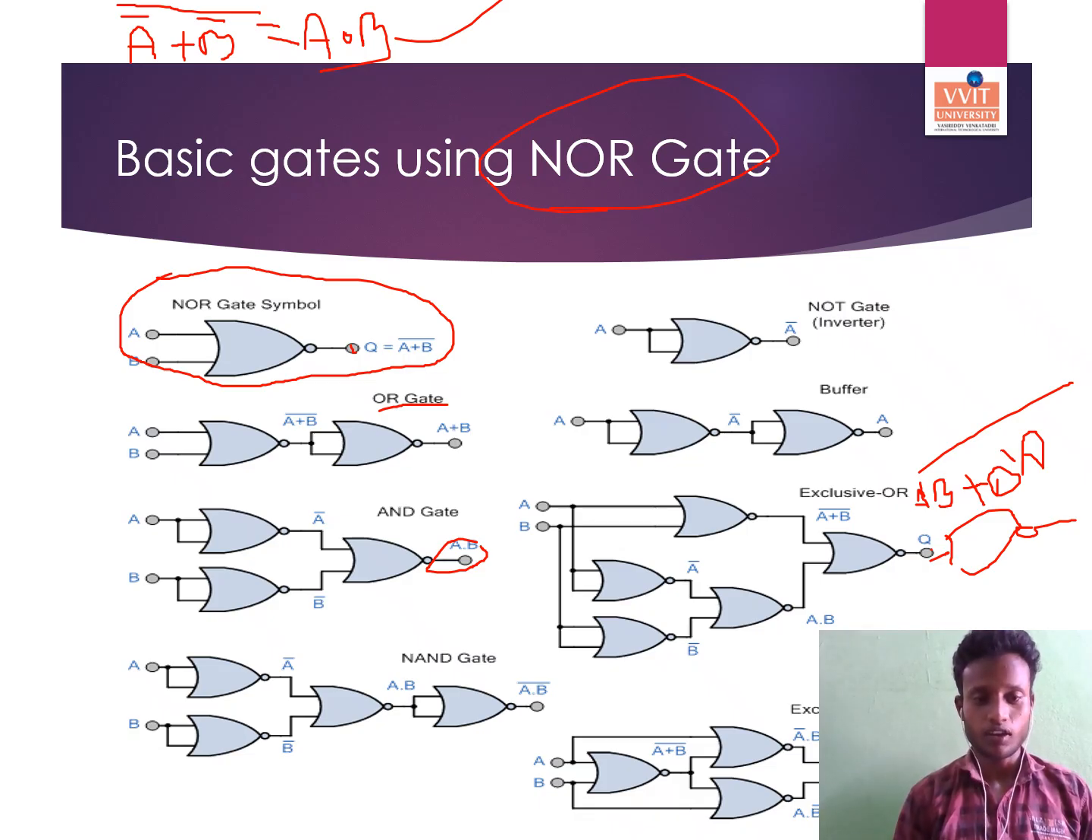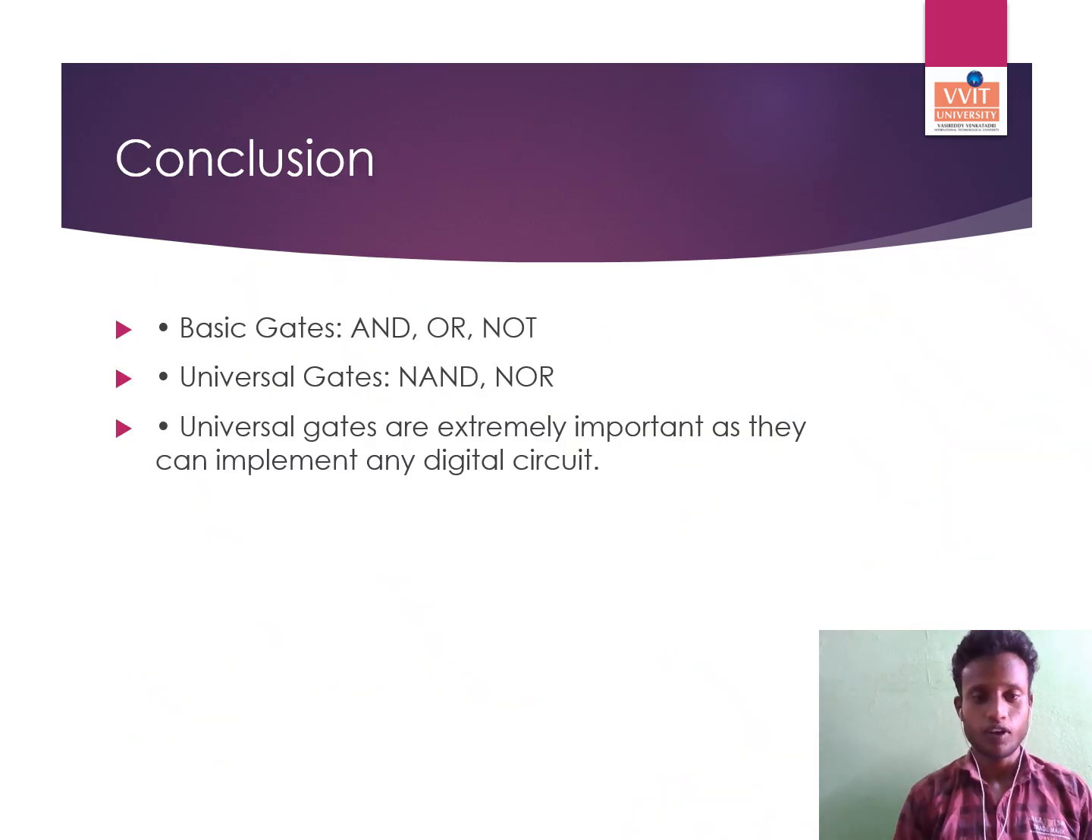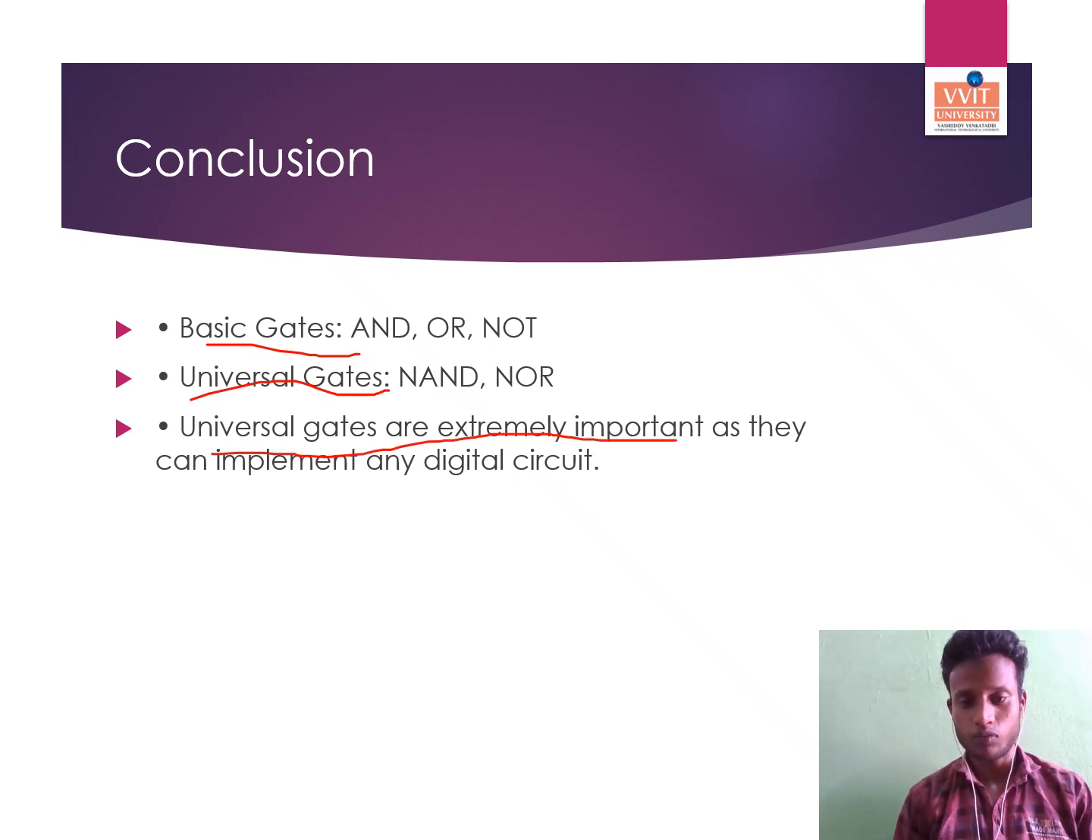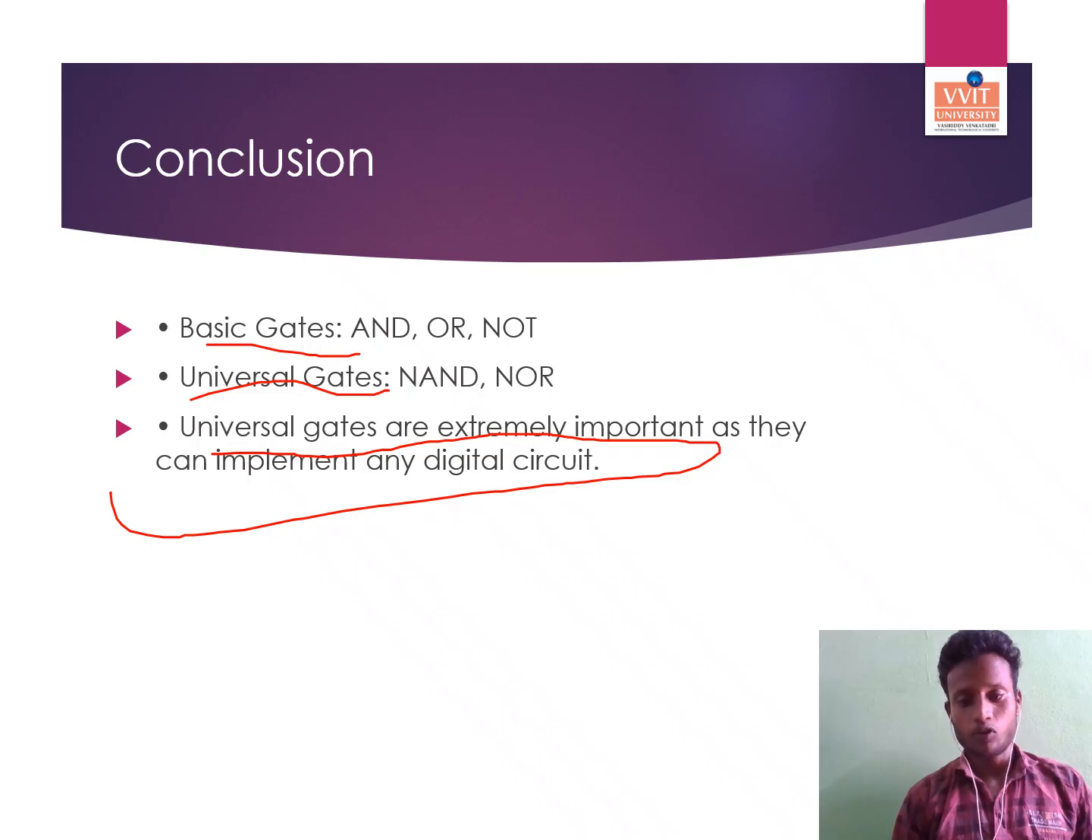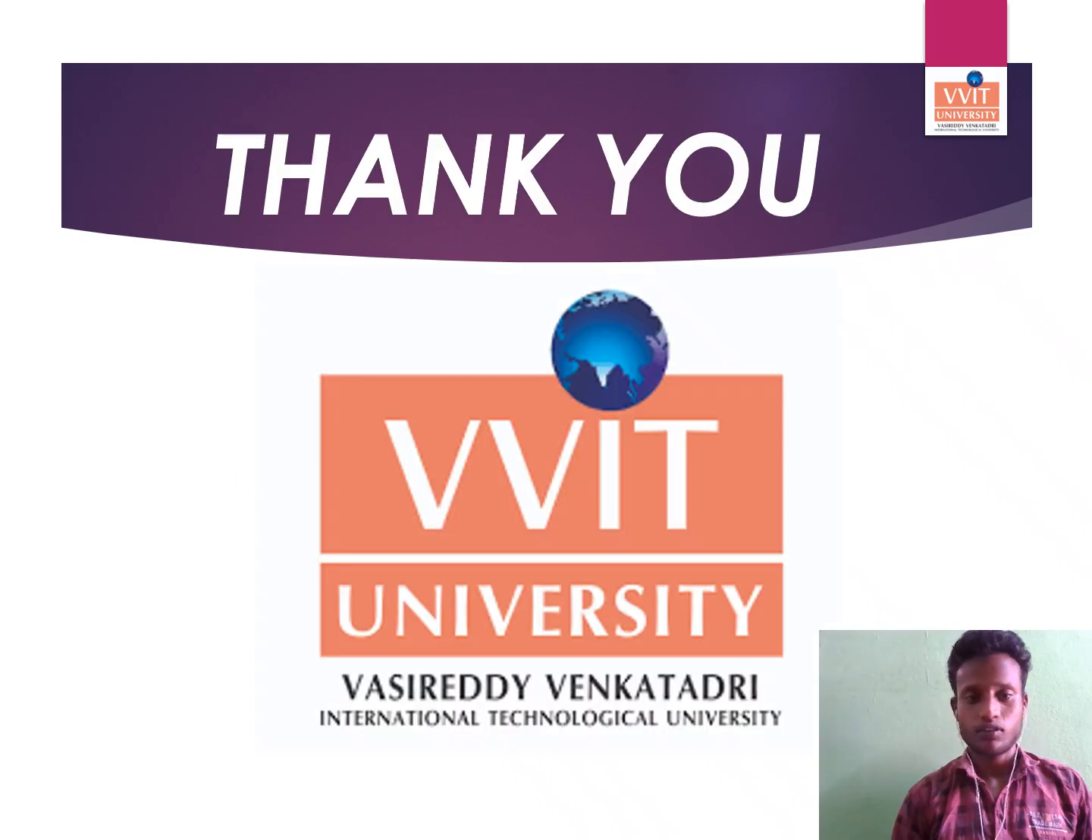Finally, we come to the conclusion. We discussed the basic gates AND, OR, NOT and the universal gates NAND and NOR. Universal gates are extremely important in digital circuits, and we saw how to implement all the other gates using the NAND and NOR gates. Thank you.